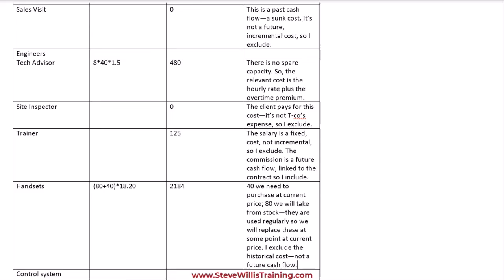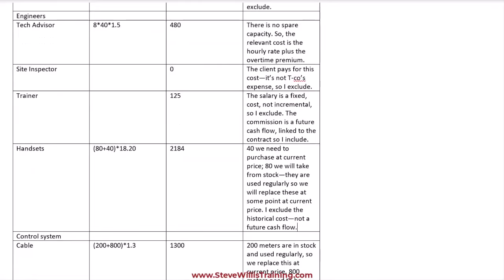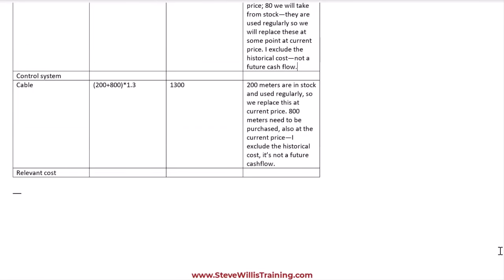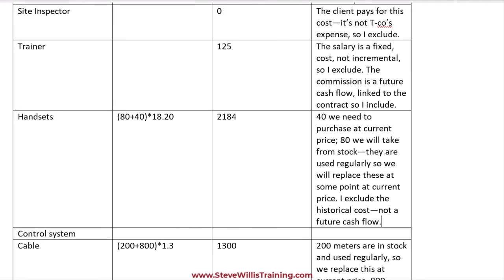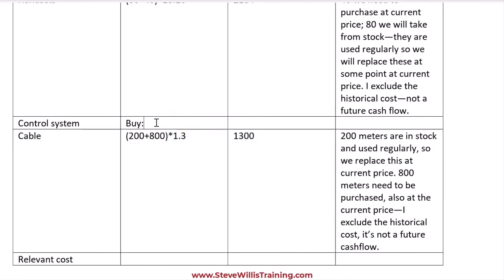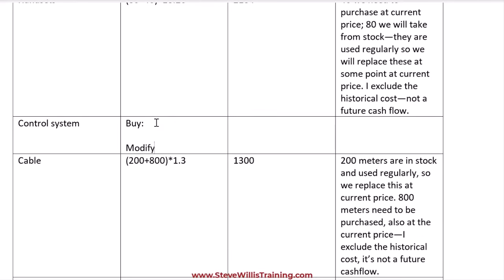Now, let's try the control system, and this breaks from relevant costing. This is more of a make or buy type of decision. So pause the video, check out the control system paragraph, and then come back and let's compare our work. Okay, so for the control system, we're trying to decide the least expensive option, and we can either buy a new one or we can modify the existing one.